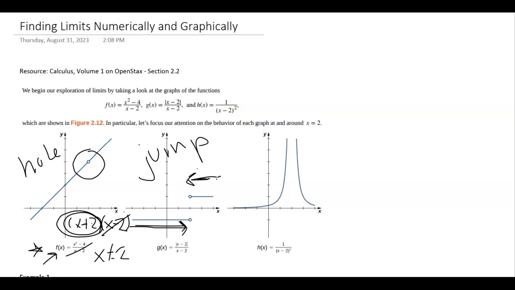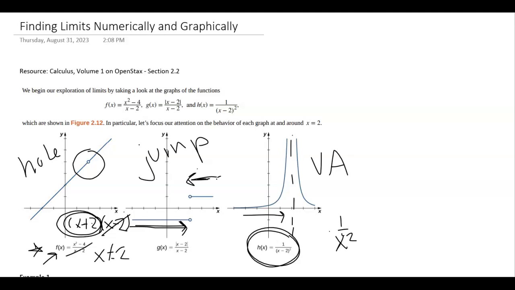And then we also have a vertical asymptote as a type of discontinuity. This is the parent function graph of 1 over x squared moved to the right 2. Therefore, I'm going to have a vertical asymptote here at x equals 2. And so let's think about what's going to happen with limits at each one of these parts.